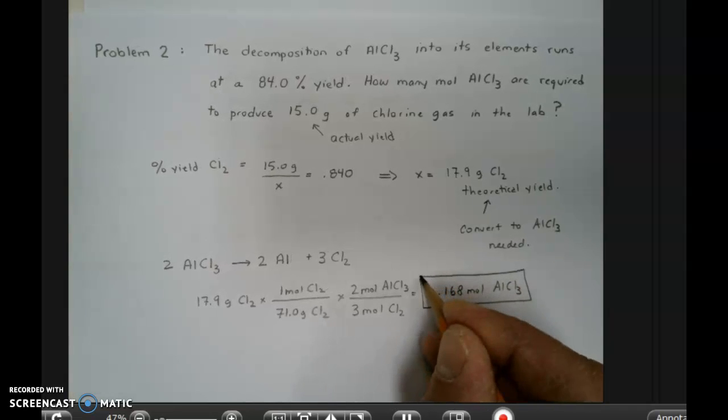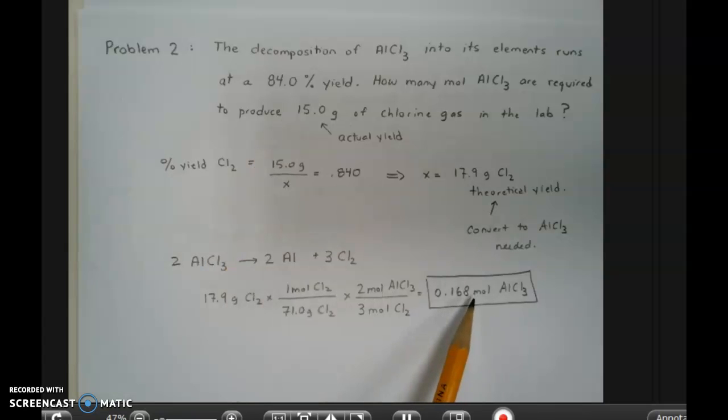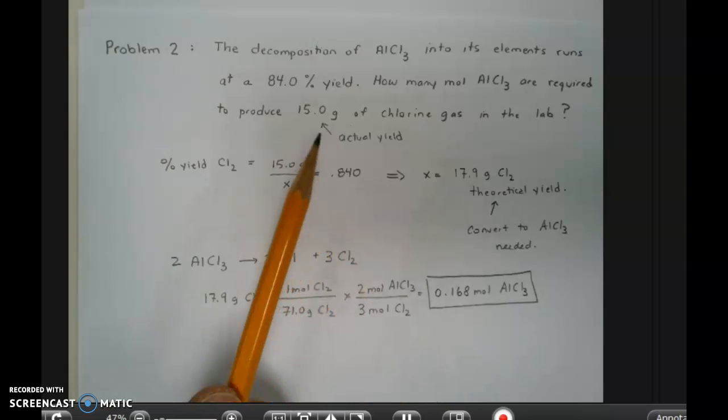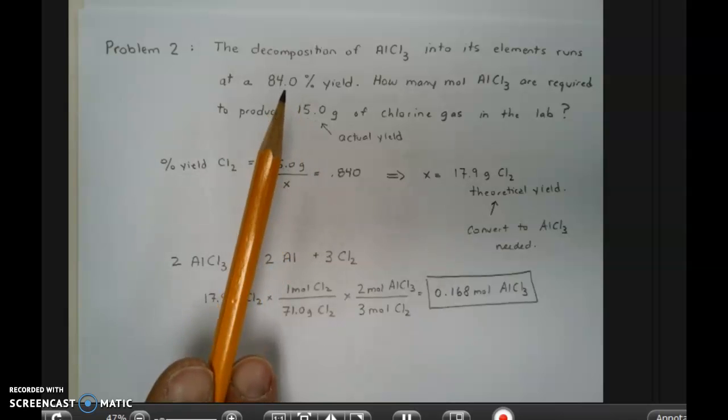So in order to produce the 15 grams of chlorine gas in the lab, I need to use 0.168 moles of AlCl3. My stoichiometry always calculates the theoretical amount of either a product or, in this case, a reactant. The mistake here would be to use the 15 grams and convert that into AlCl3. That would be a mistake because if you use 15 grams, that assumes the reaction runs at 100%. But it doesn't, it runs at 84%.